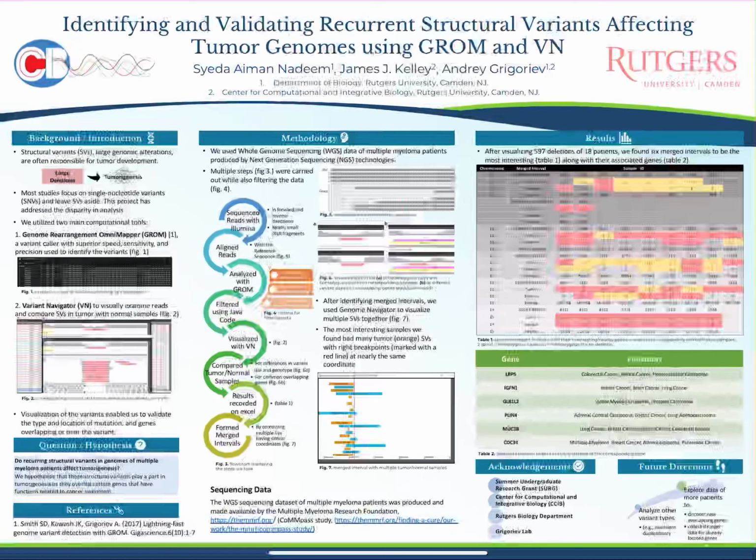So the question that we're asking here is, do recurring structural variants in genomes of multiple myeloma patients affect tumorigenesis? We hypothesize that these structural variants do play a part in the development of tumors as they overlap certain genes that have functions related to cancer symptoms.